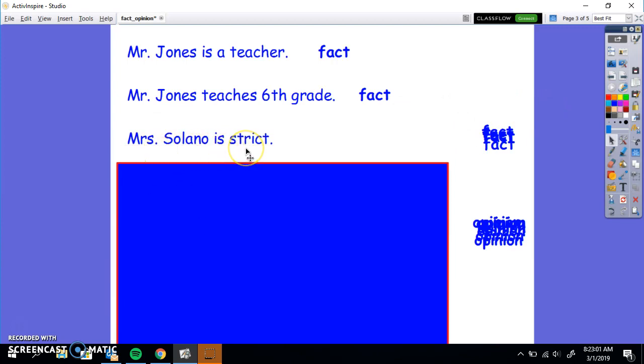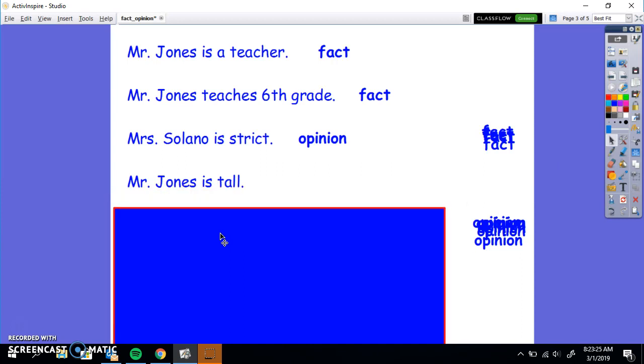Miss Solano is strict. While some people may believe this is true, this is an opinion because not everyone will believe that, and there's no way to prove this. Even if she does some strict things, there's no way to prove 100% that she is strict. It is in the opinion of whoever is making that statement.